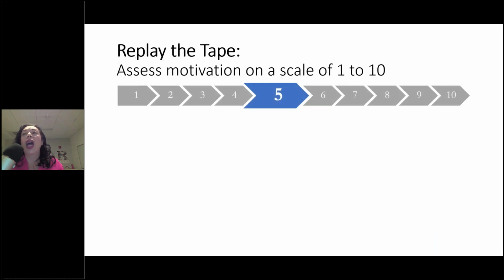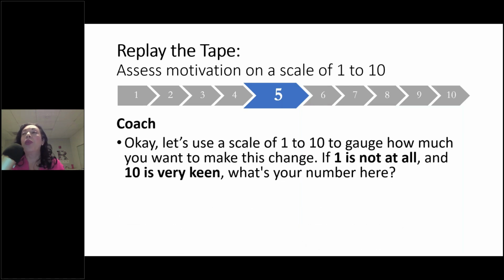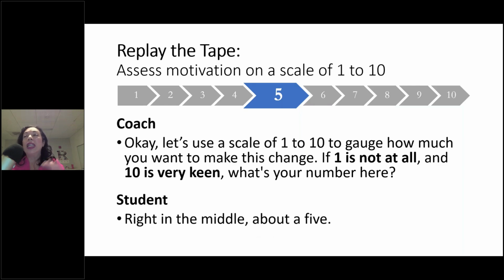Next, we use a ruler on a scale from 1 to 10 to assess Jade's motivation to change. The coach starts the assessment by asking, how important is this change to you? This helps open up the conversation and get a sense of Jade's level of commitment. Jade gives herself a score of 5, indicating a neutral stance, not very motivated, but not completely opposed either. This number is a starting point. It gives the coach and the student valuable insight into where she stands on the motivation scale.